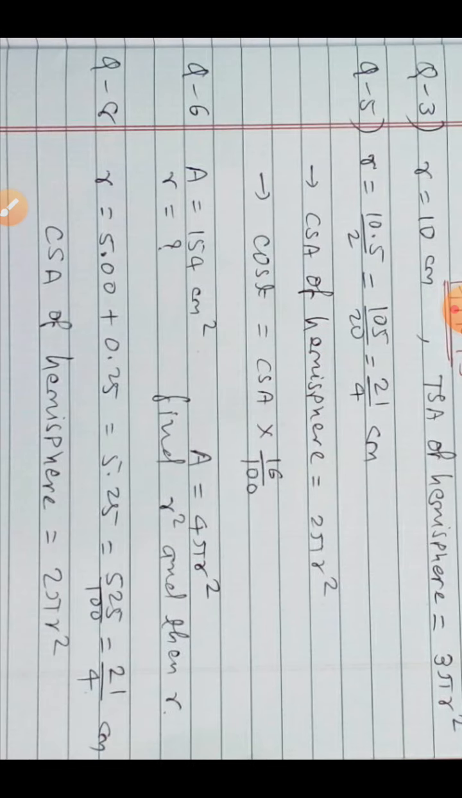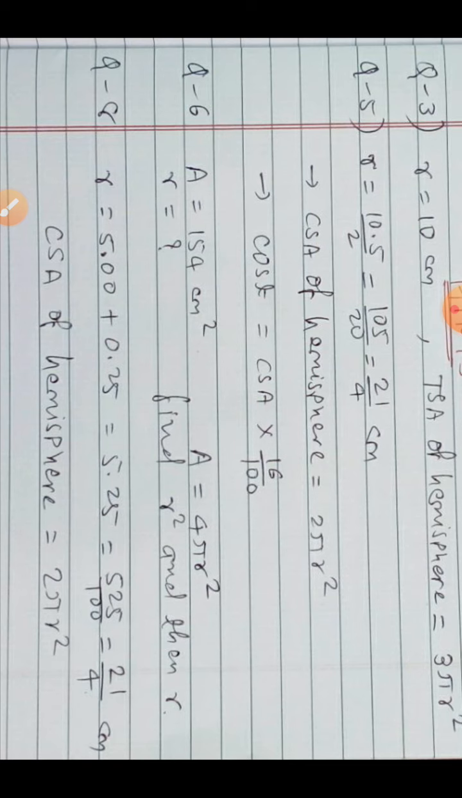Question number 8. r equal to 5 plus 0.25. Why? We already discussed. Inner radius plus thickness. So we got outer radius 5.25. Now remove the point, so 525 upon 100. So it becomes 21 upon 4, the simplest form. Now just find the CSA of the hemisphere by 2 pi r square.